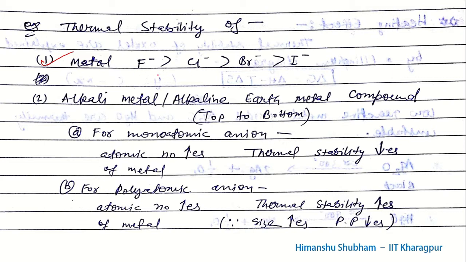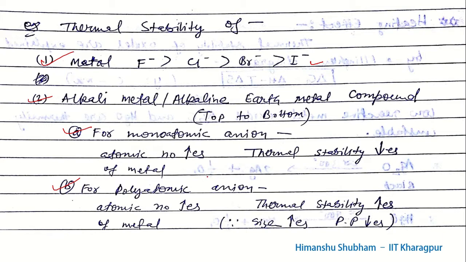Quite obviously, metal fluorides having the small bond length will be thermally stable, and metal iodides having a larger bond length will be less thermally stable, and hence the order. In the second point, we have the information about the relationship between the polarizing power and the thermal stability of alkali metals and alkaline earth metal compounds, both in case of monoatomic and polyatomic anion. This can be extended to the compounds with p block or d block cation as well.